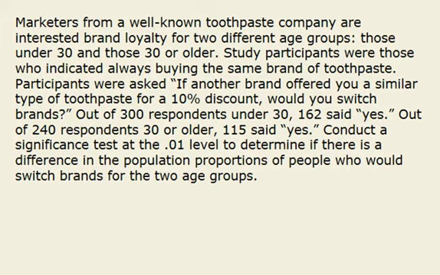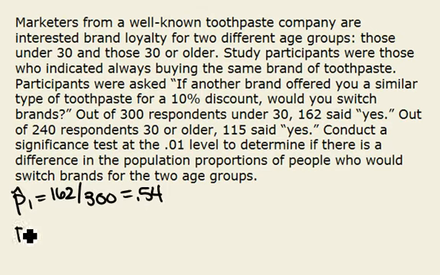We want to conduct a significance test at the 1% level to determine if there's a difference in the population proportions of people who would switch brands for these two different age groups. We'll start by finding our sample proportions for the two different groups. For group 1, what we have is 162 out of 300 people. So p1 hat, 162 over 300 is 0.54. For group 2, we have 115 out of 240 people, which gives us 0.4792.